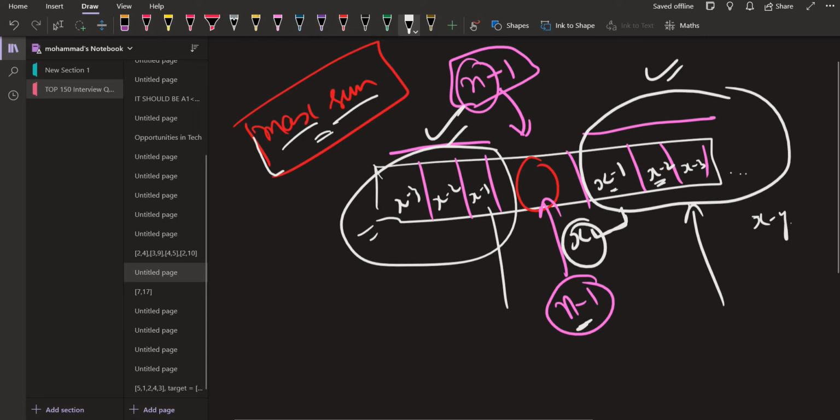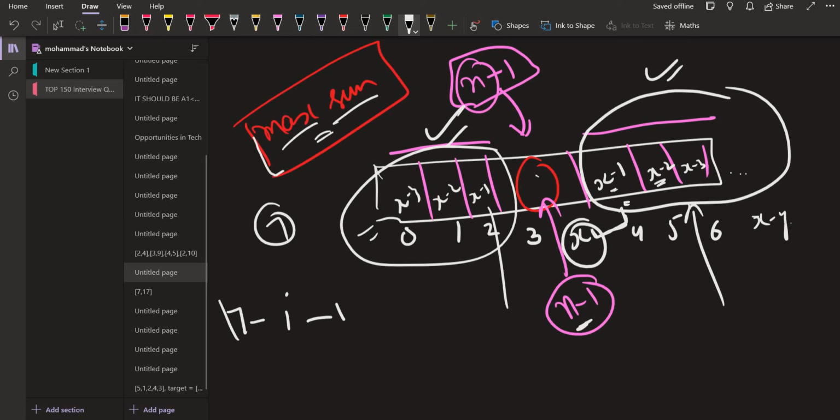Now let me jump to the mathematical formula. How many elements are there? If this is the index, I am denoting it by I. How many elements are there on the right hand side? The indices are 0, 1, 2, 3, 4, 5, 6. The size of this array is 7. The index is 3, so 7 minus 3, that is 4, minus 1. These many elements are there. So n minus I minus 1 elements are there on the right hand side.